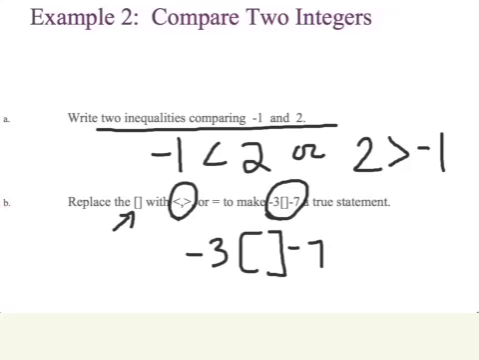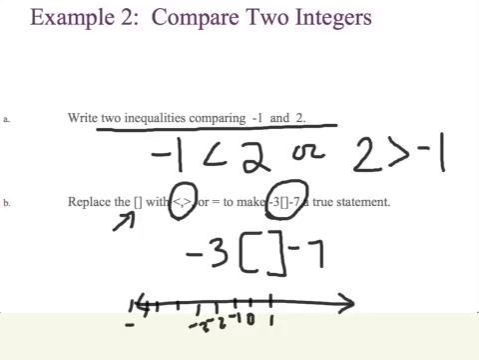Sometimes this is a little bit tricky, but if we think about a number line and our placement of these numbers, we'd have 0 here, 1 would be here, -1, -2, -3, and then back here would be -7. So from looking at a number line, we recognize that -3 is actually greater than -7 because it is further to the right.